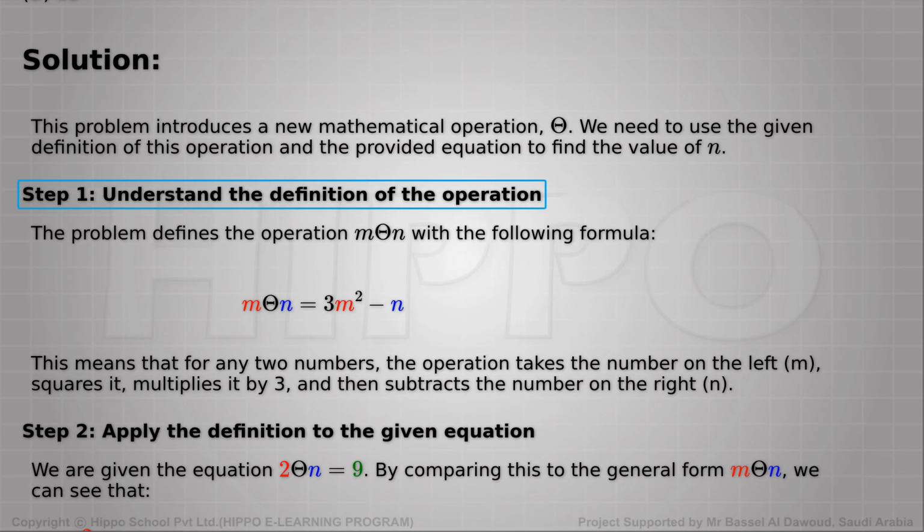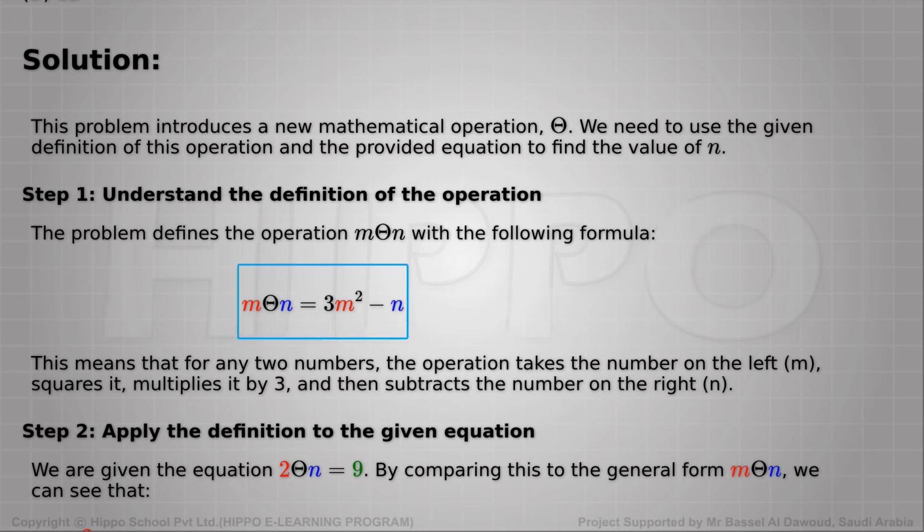Okay, step 1 is all about understanding the rule. As you can see on the screen, the problem defines m theta n as 3 times m squared minus n. Let's break that down. m is the number on the left of the symbol, and n is the number on the right. So the rule is, take the left number, square it, multiply it by 3, and then subtract the right number. That's the recipe we're going to follow.